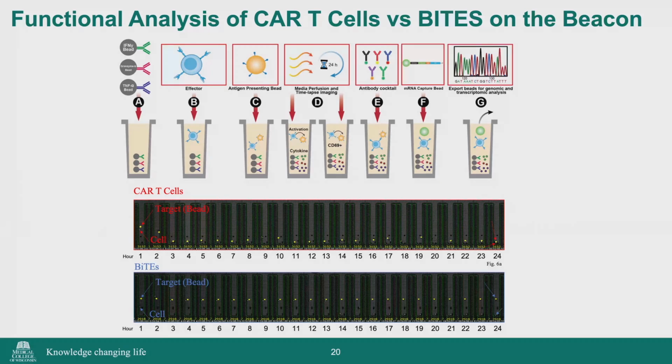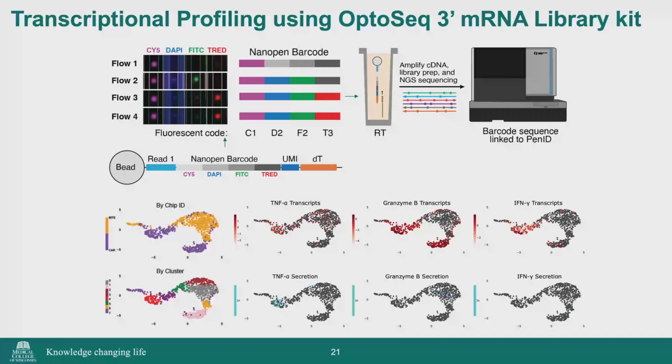I want to highlight on the bottom here, looking at these time-lapse images, one thing that really stood out to us was that when we were comparing the engagement of our CAR T cells with these antigen-presenting beads, we saw that the CAR T cells tended to stay engaged with the beads much longer, and they would actually drag the beads around the pens, whereas the T cells that had BiTEs, which brought the T cells to the interface of the antigen-presenting bead, tended to have much higher off and on rates compared to the CAR T cells that were constantly engaged.